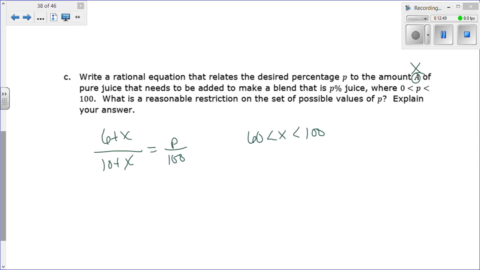Explain your answer. Well, we're going to use our same formula, (6 + x)/(10 + x) = P/100, because that's how I figured out my percent. And my restriction is I have to be between 60 and 100 for P, because I already have 60% juice, and if I'm adding pure juice to it, the percentage of juice is not going to go down, it's going to go up, but it can't ever be 100% juice because it's already not pure.